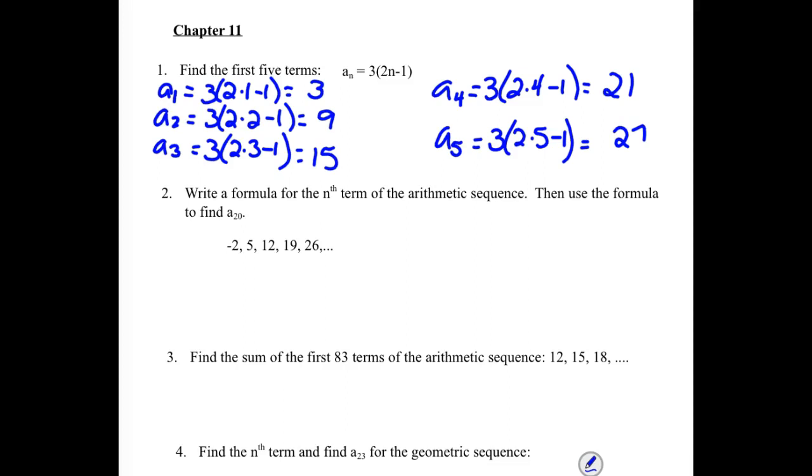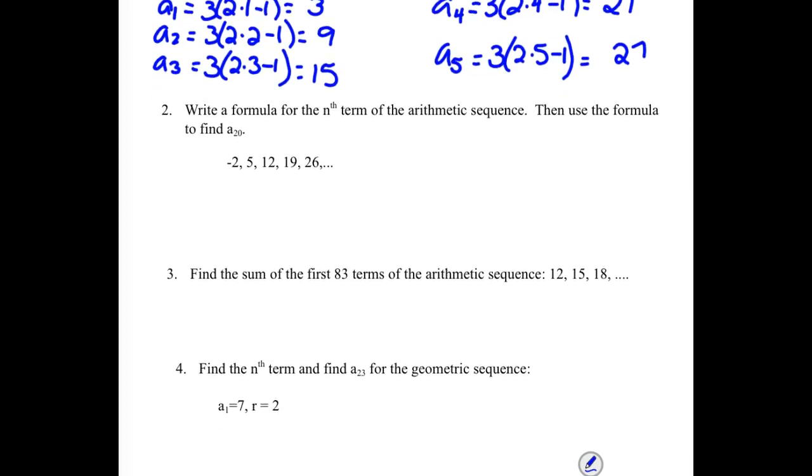Okay. Question 2. Write a formula for the nth term of the arithmetic sequence and then use the formula to find a sub 20, the 20th term. So if we're going to write a formula, we have to know the first term and we have to know our common difference. Are we given the first term? Yes? All right, we know a sub 1. Can we figure out how much we are adding each time? Each time we're adding 7. So our common difference is 7.